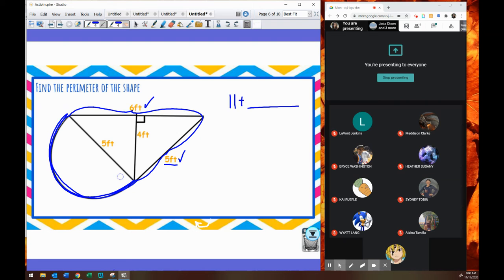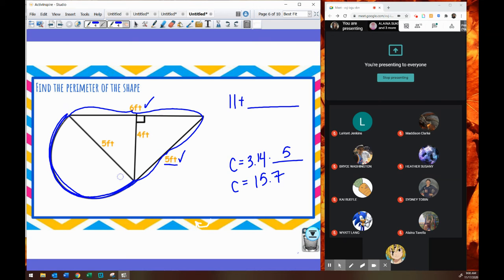And then again, all that's left is to figure out the circumference or the perimeter of the circle. So again, you have to eventually drop all the way down to be able to figure out the circumference, which means you need to know the diameter. Do we know the diameter of the circle? 5. So then take 5 times pi. 15.7.